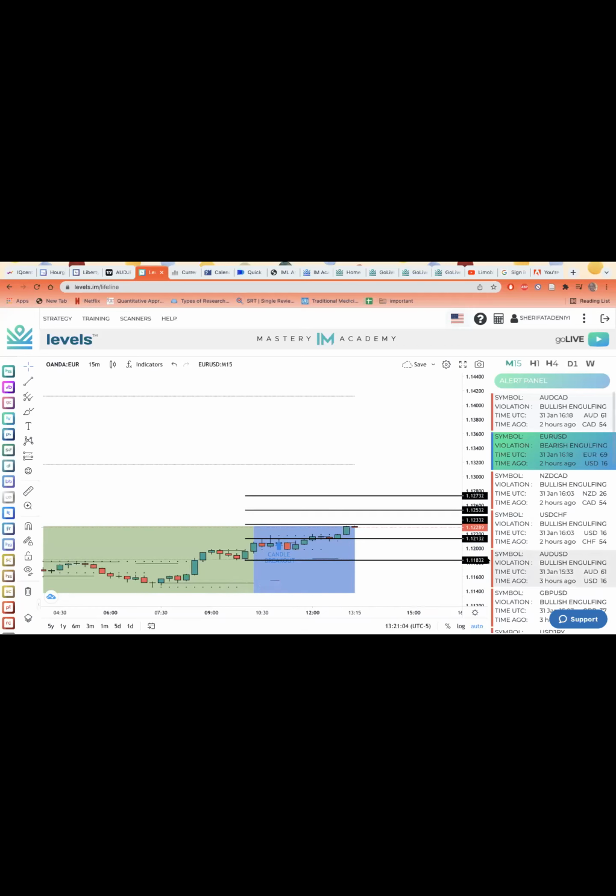Whatever that reading equates is what you're supposed to put on your MetaTrader, whatever the reading is. So now let's look at this practically.